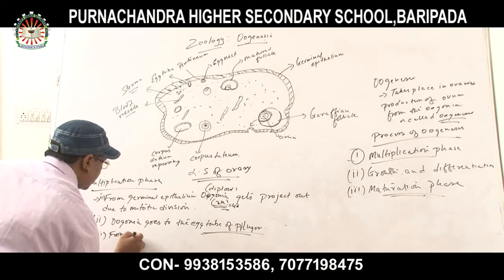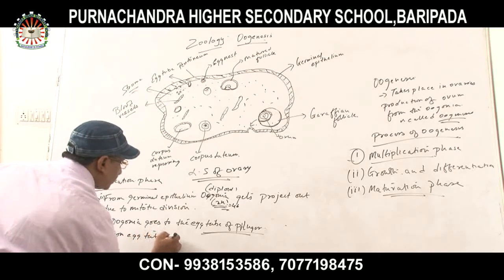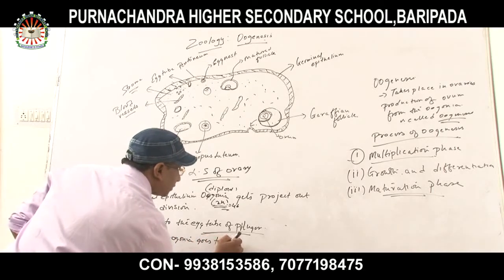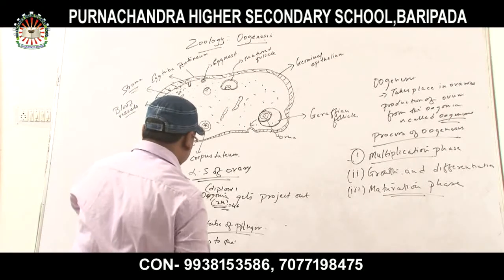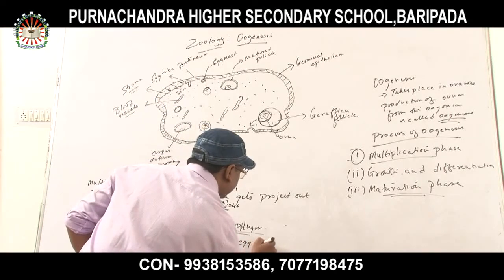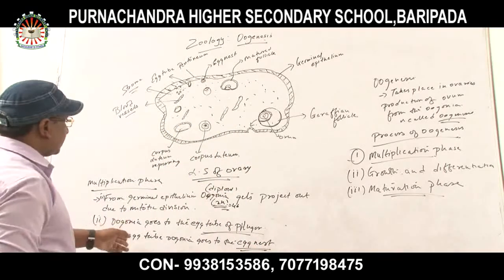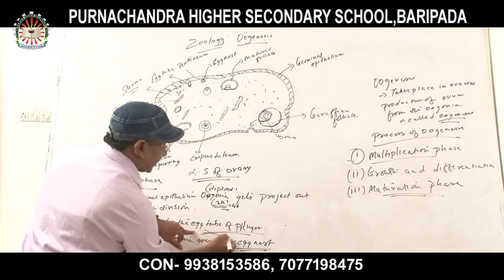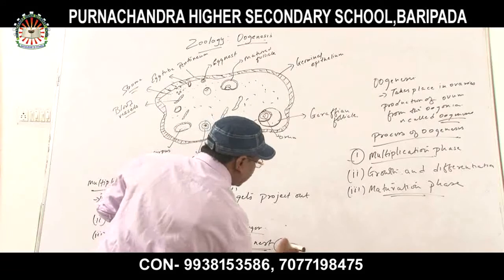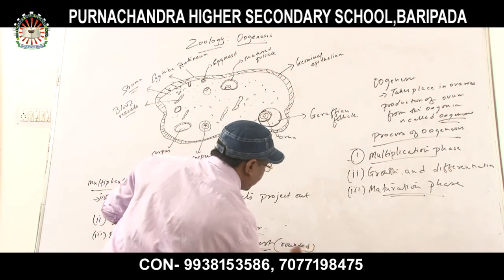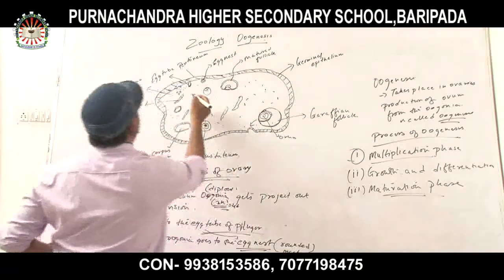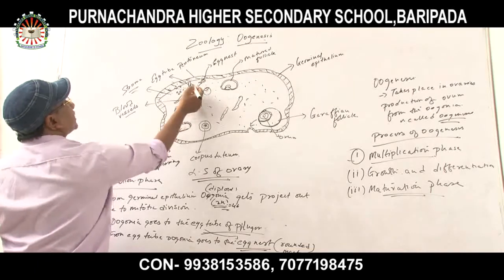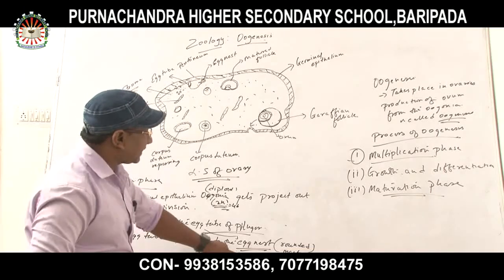egg tube, and from the egg tube oogonia goes to the egg nest. The egg nest is the gradual phase of the egg tube. It is a rounded mass-like structure. This is the egg tube, and this is called an egg nest. From the egg tube, oogonia goes to the egg nest, a rounded mass.